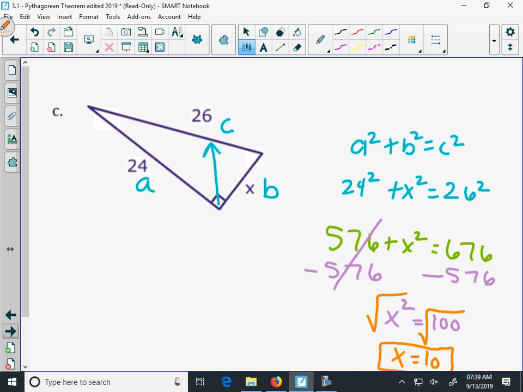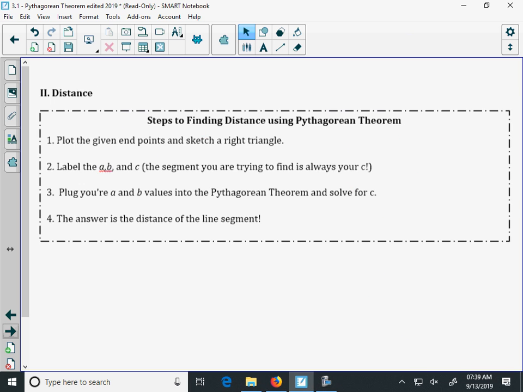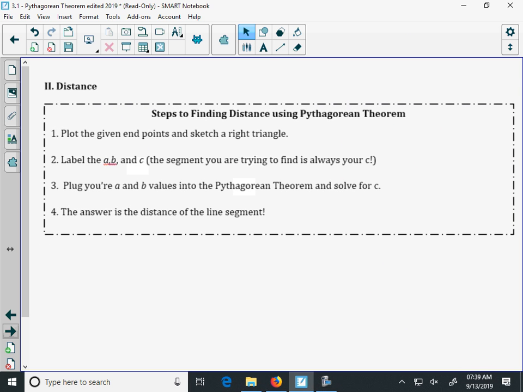Questions over that? Nice little review, right? Well, what's really nice about the Pythagorean theorem is we can use it to find the distance of a segment. Okay? Distance in between 2 points. So all you have to do is, you're either going to be given an already drawn segment or you're going to be given points to plot.